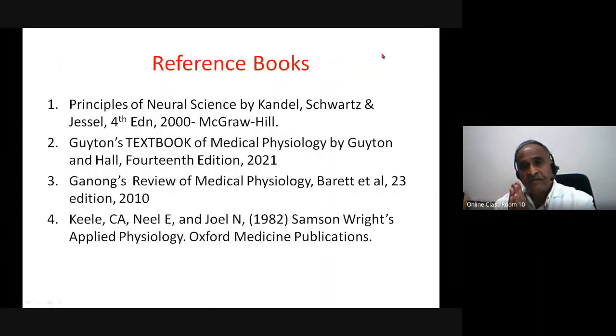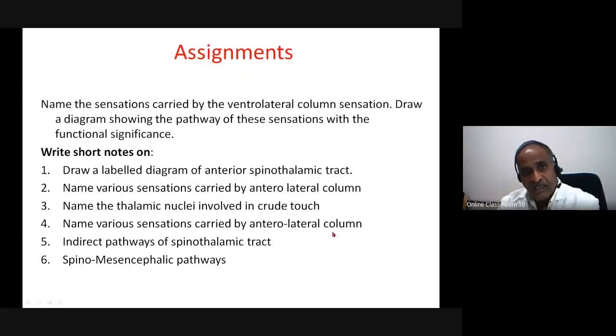Today I have given you very short notes, and I want you to study this chapter. The books I have referred to here are Guyton's Textbook of Medical Physiology, Kendall's textbook of physiology, a textbook on neuroscience, Ganong's Review of Physiology, and Samson Wright's Physiology. Now I will just give you the assignments. Please be prepared with these.